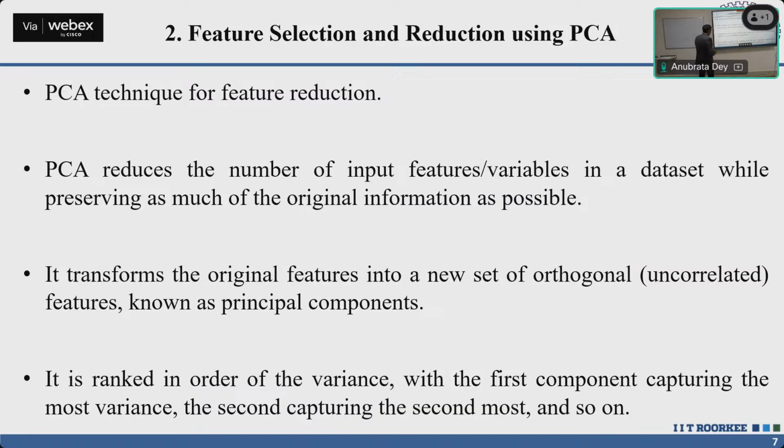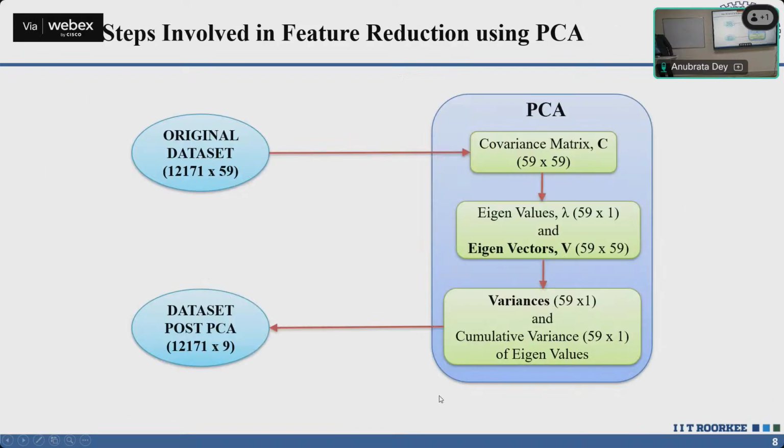That is very important. So basically it is going to transform the features into orthogonal, you can say uncorrelated, features known as principal components. And then once you do that, it is going to rank them in the order of variance, with the first component capturing the most variance, the second one the second most, the third one the third, like that in descending order. So let us see how this is done.